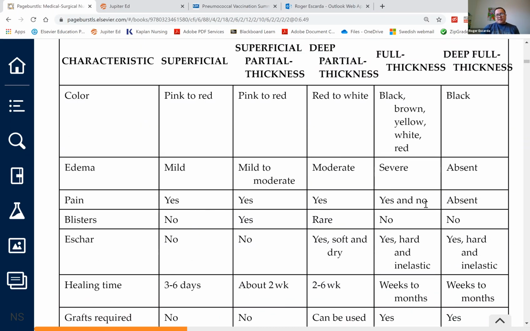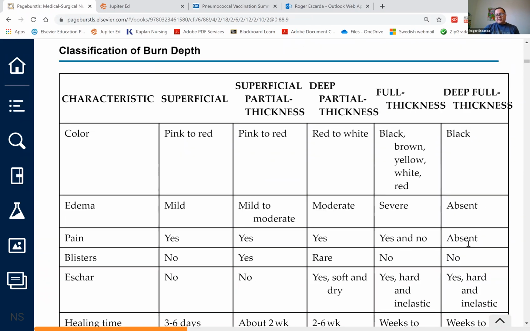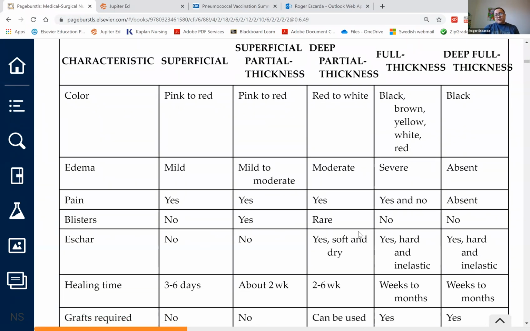Pain, of course, in deep full thickness, is absent, but as you learned earlier, all burn areas are painful. So there will still be some dull pressure type pain there. Blisters, of course, no blisters the deeper you go because there's no more skin. The only way you'll have blisters is if you still have intact skin. So that's why blisters are only seen in superficial partial. But there are no blisters in superficial, which is a sunburn, number one example, because the burn wasn't that deep.